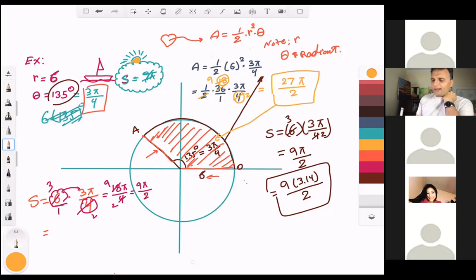I leave it as pi, but most likely your homework is going to say you have to put 27 times 3.14 divided by 2. That gives us this area. Any question?